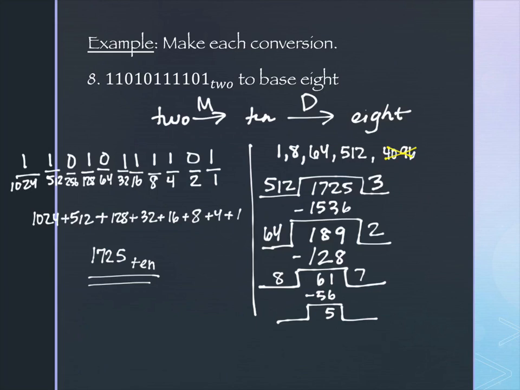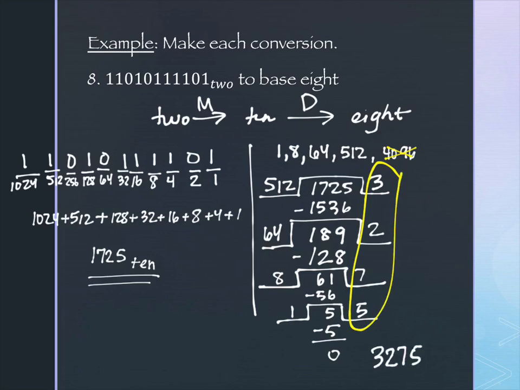All right, and we will divide by what? 1, which gives me a 5 to zero it out at the bottom. And the solution, or the answer to what we're looking for right here, is 3275 base 8.